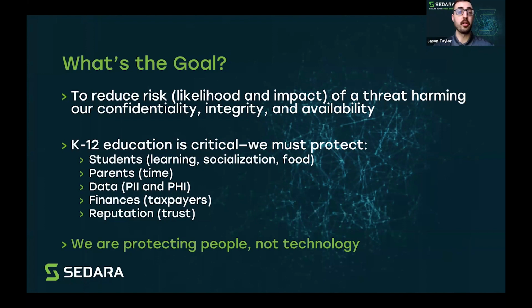But there's also so many other trickle-down effects. If something happens to a school, it has to shut down due to a cyber attack, parents have to figure out what to do with their time to somehow figure out how to take care of kids if school is canceled. We have sensitive data that we don't want to fall into the wrong hands. We have finances. There's so much taxpayer funding that goes into schools. We have to be good stewards of everyone's tax dollars, and also, of course, reputation writ large. We have to have everyone trust that K-12 is a safe, wholesome, and welcoming place. And so K-12 education is critical infrastructure, and we must protect it from a cybersecurity perspective.